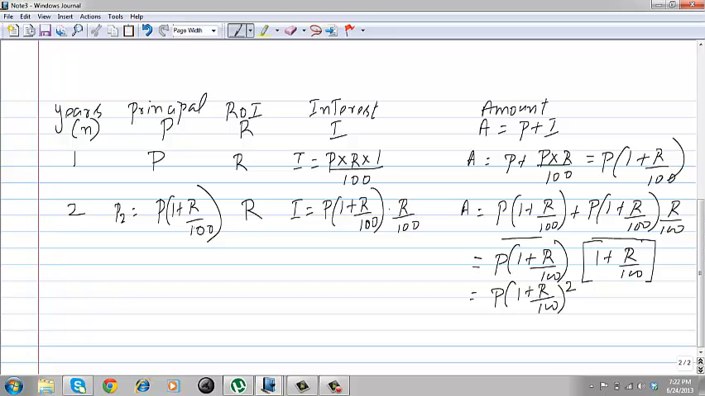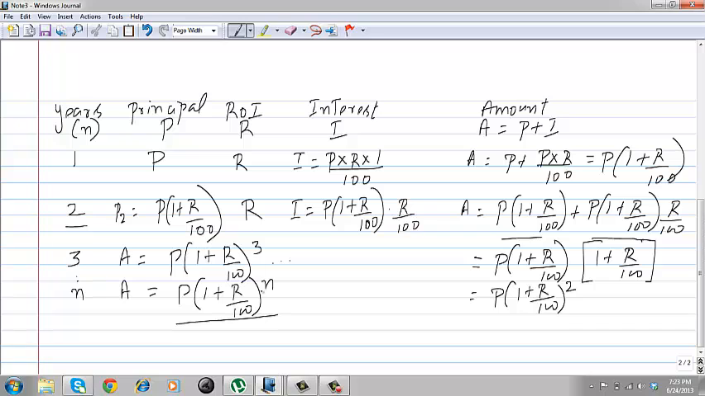So if the number of years is 2, the amount is P into 1 plus R by 100 whole square. If we continue in the same way for 3 years, we get A at the end of the third year as P into 1 plus R upon 100 whole power 3. And for n years, A at the end of the nth year would be P into 1 plus R upon 100 whole power n. This is how compound interest is arrived at.